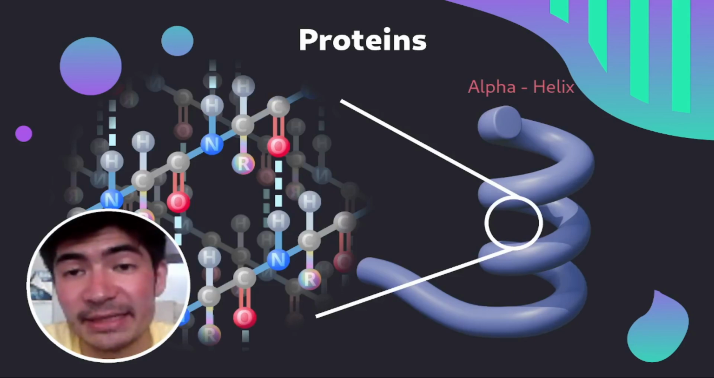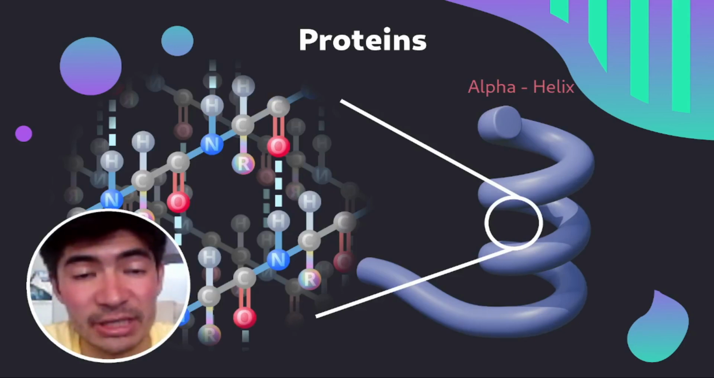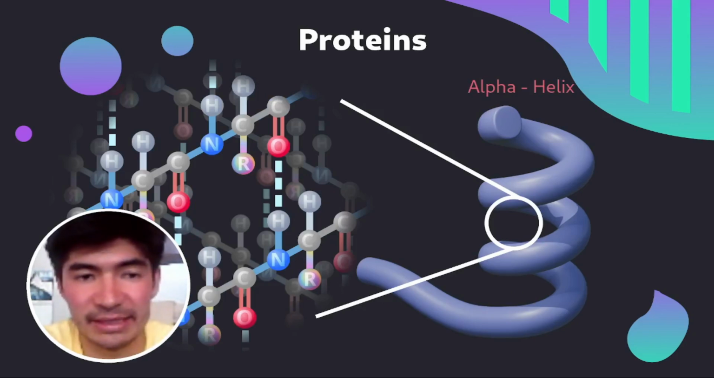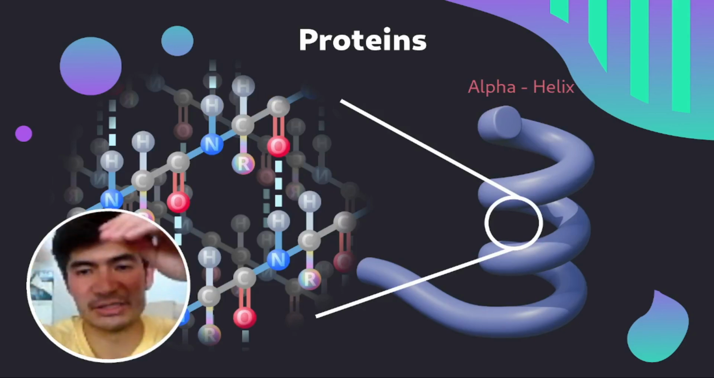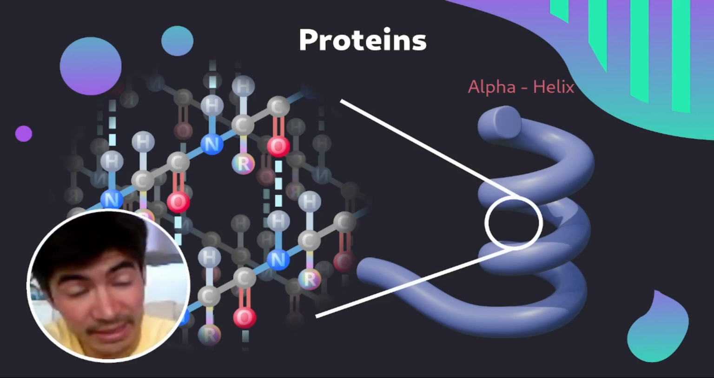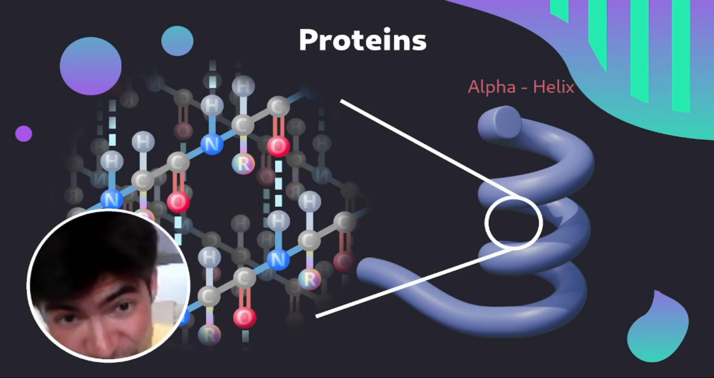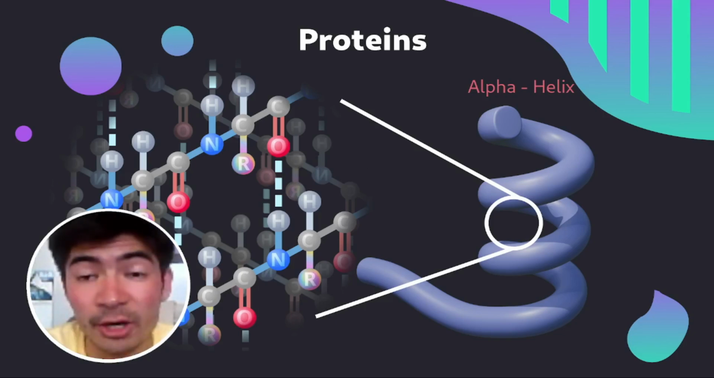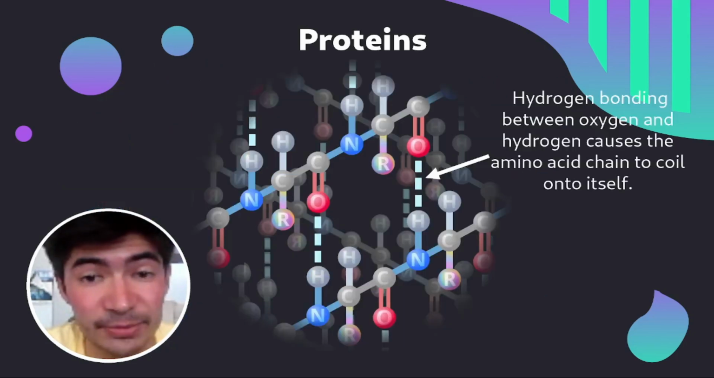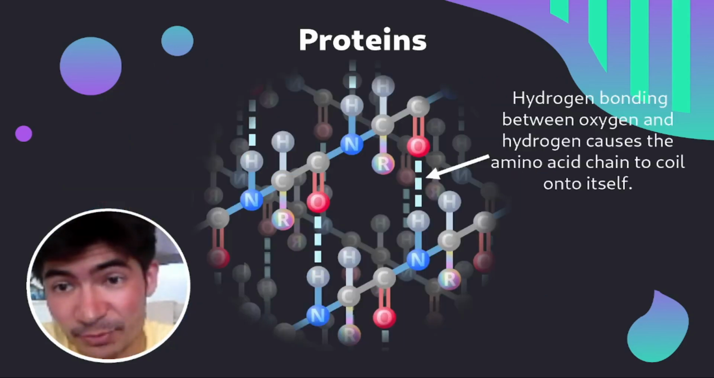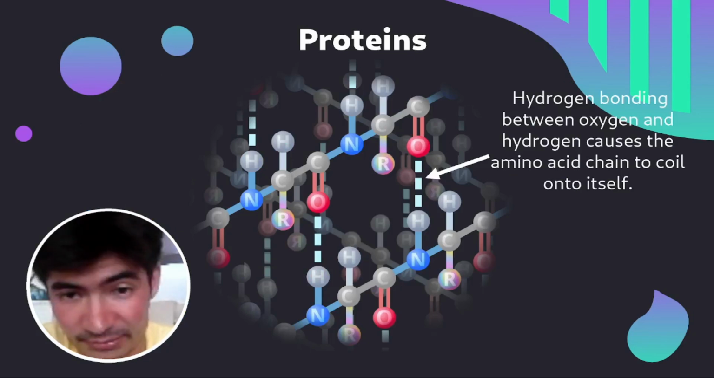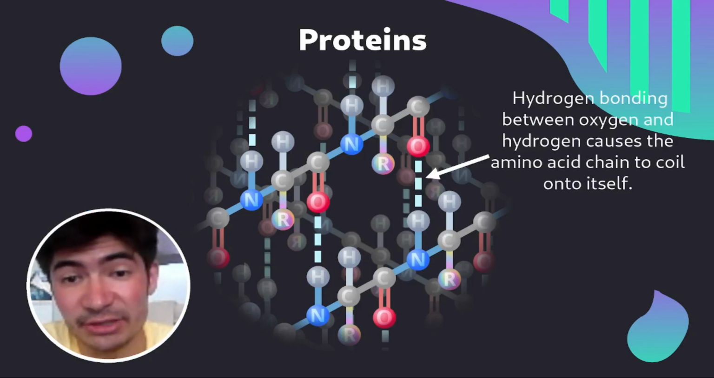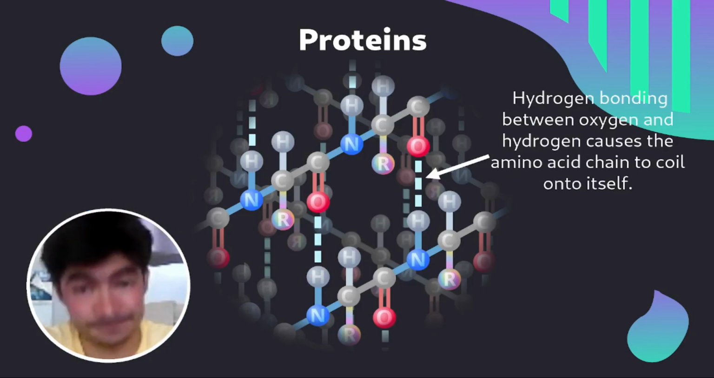What's holding it in this shape is hydrogen bonds. If you can imagine, we have a polypeptide chain, and now it stacks on top of itself, or coils around. These hydrogen bonds between oxygen and hydrogen are what holds it into this coiled shape. So hydrogen bonding between oxygen and hydrogen causes the amino acid chain to coil onto itself.